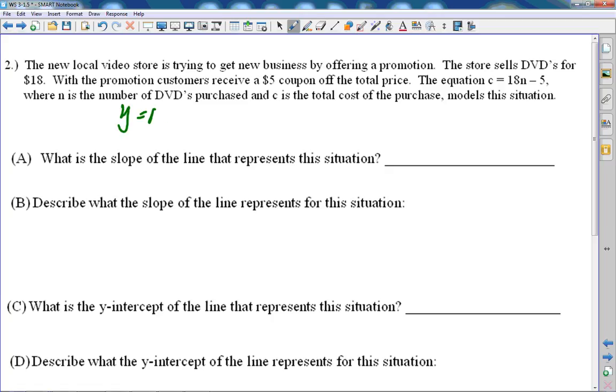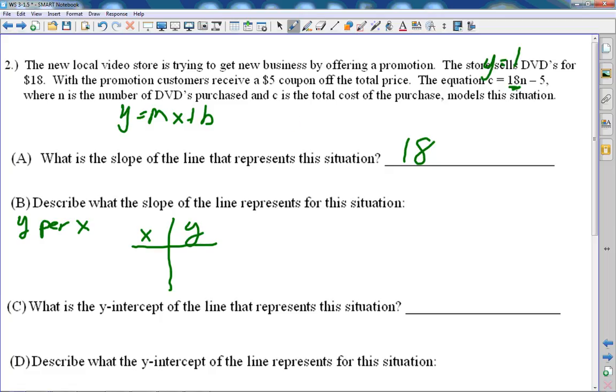It says, what is the slope of the line? Y equals mx plus b. Okay, the number with the x is 18, so the slope is going to be 18. What does it represent? What does it mean? I want y per x. Now, if I made a chart here and had x and y. All right, remember this is y equals 18x minus 5.